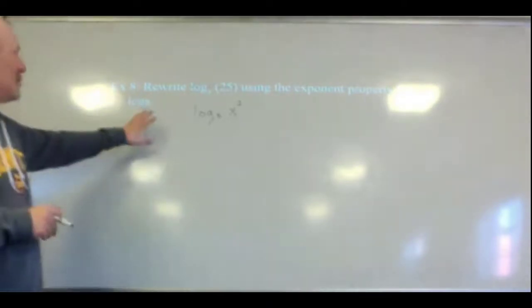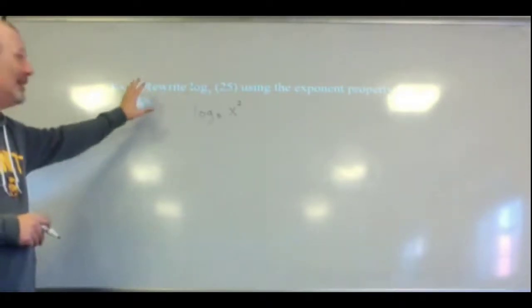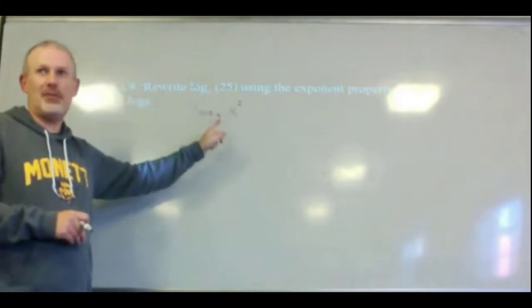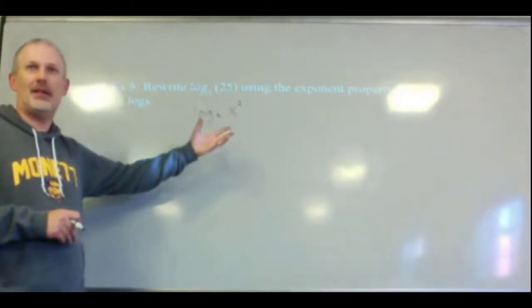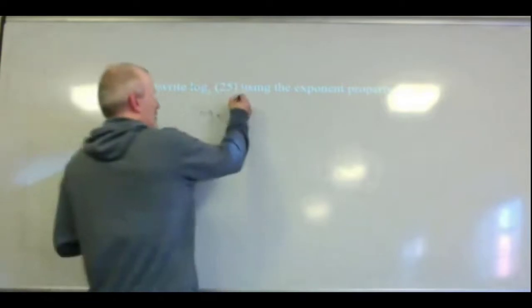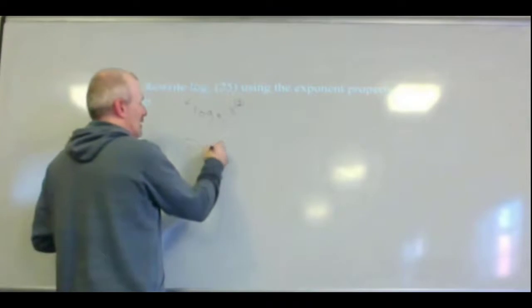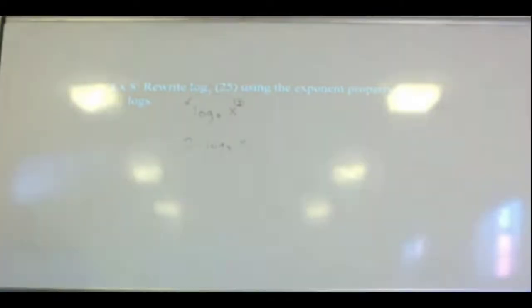Now, using our exponent property that we just learned on the previous slide, what are we going to do with this statement right here? How are we going to rewrite it? We're going to make the 2 go to the front. And so it's going to be 2 times log base 3 of x. That's what our exponent property says. It says if there's an exponent, we can take that exponent and move it out into the front. Does that make sense? Are we okay with that?